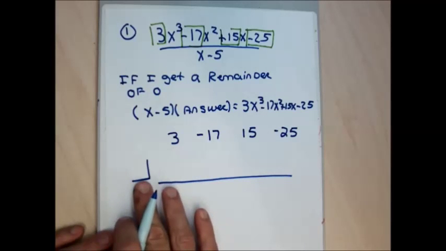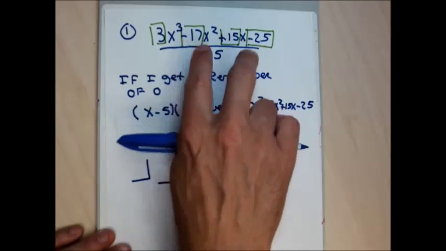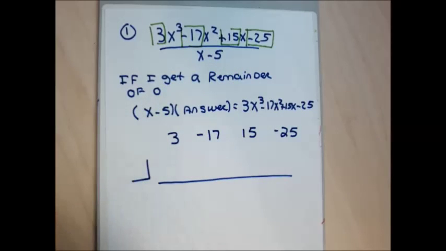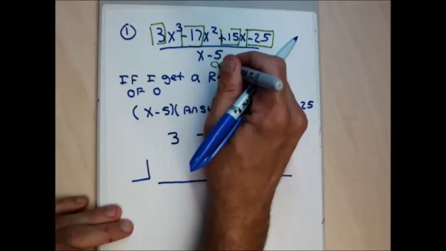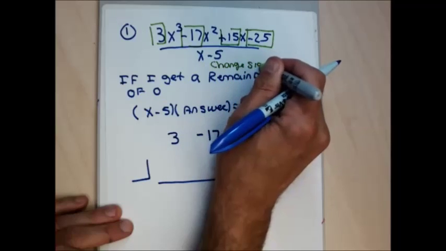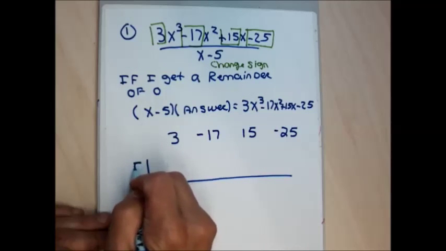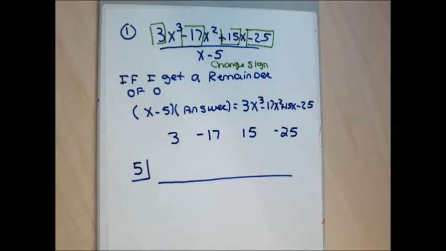I put a backwards bracket, a long bar, take the coefficients of the numerator, and then in this backwards bar, I'm going to change the sign of the number after the x in the denominator. The sign was -5. I'm going to change this to a +5. That's the template for my synthetic division.